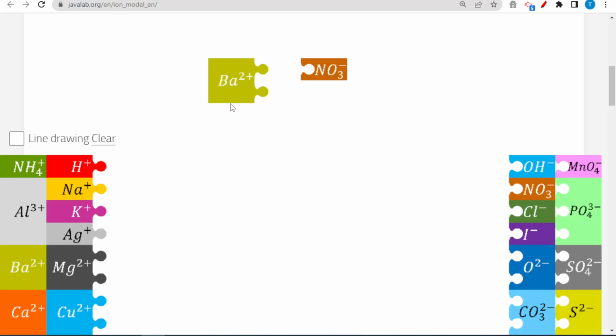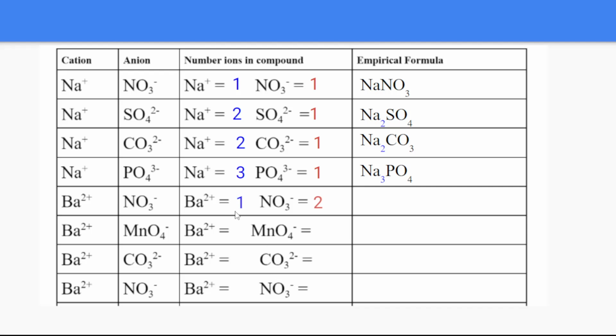Next example, barium and nitrate ions. 1 barium and 1 nitrate does not equal 0. 2 minus 1 does not equal 0. We need another nitrate. So 1 barium and 2 nitrates. 1 barium, 2 nitrates. So the formula is Ba(NO3)2.